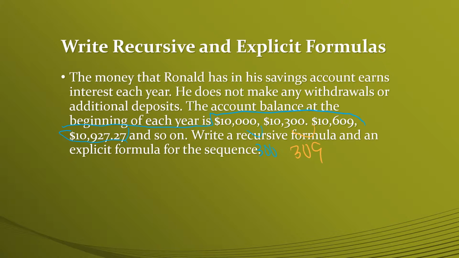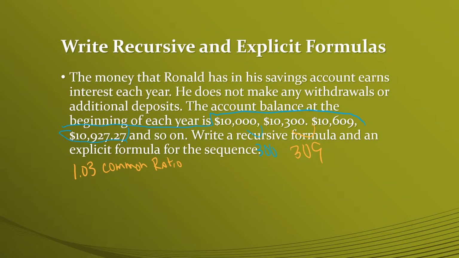So let's take 10,300 and divide it by 10,000. So I got my calculator out, and that comes, I think, to 1.03. And let's see, let's take 10,300 and multiply it by 1.03. Make sure we get 10,609. And we do. And let's see, take 10,609, last check, times 1.03. And it does equal 10,927.27. So my common ratio, this geometric sequence, is 1.03.